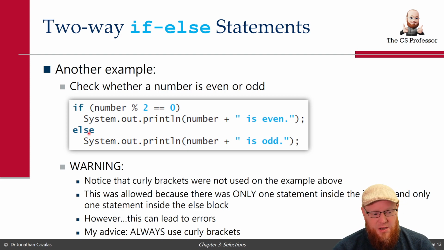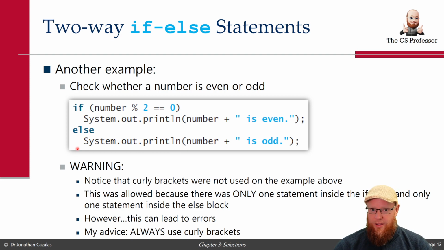So here, a simple program. If number mod 2 is 0, meaning there's no remainder when you divide it by 2, guess what? We could print the number is even, else we could print the number is odd. Pay attention to this warning. Notice that there are no curly brackets used, right? We said you're supposed to have a curly bracket right here, and then a closing one right here before the else, and another curly bracket after the else, and then another closing curly bracket right here.